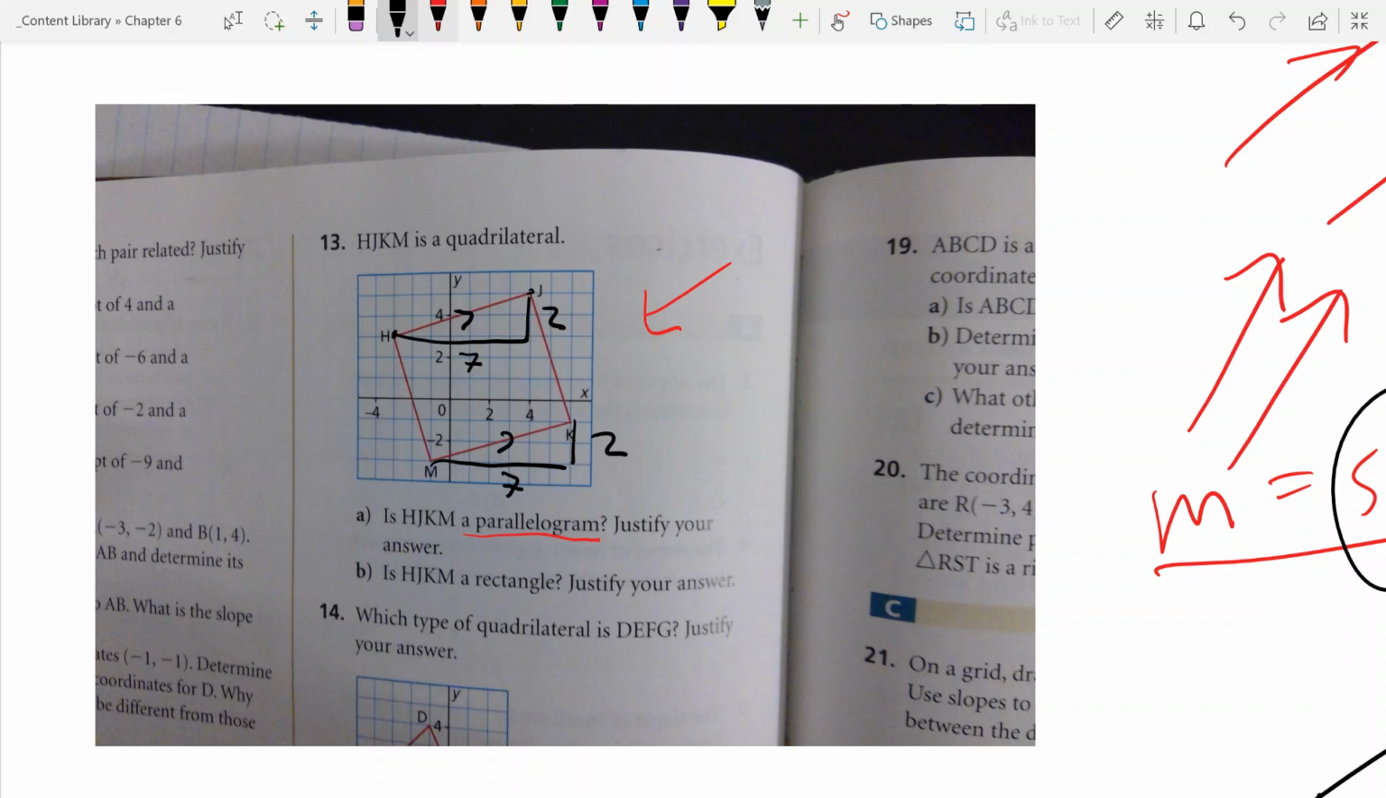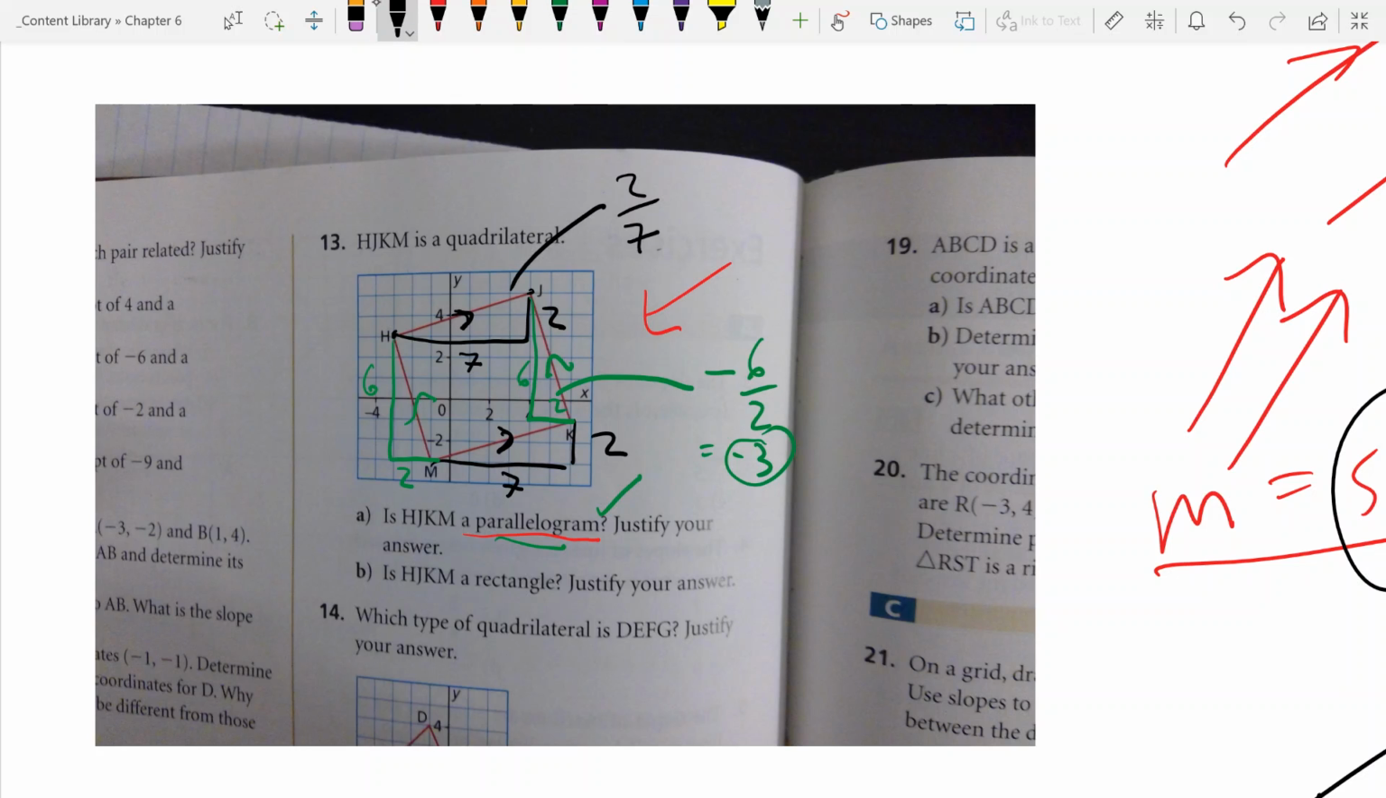I'm going to compare the exact same thing with the other side as well. So it goes down, it goes over 2, it goes down 6. And then same thing over here, 2 and 6. So the slope of the top line was 2/7. The slope of the side line was negative 6/2, or negative 3. So is it a parallelogram? I can say yes, because these two sides had the exact same slope, and these two sides had the exact same slope.